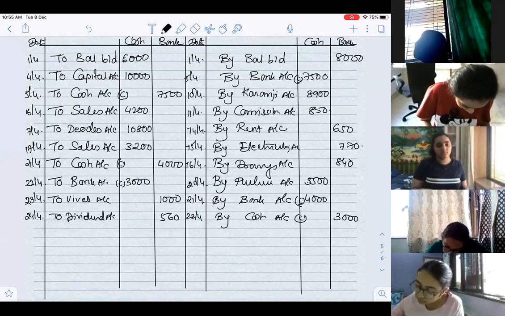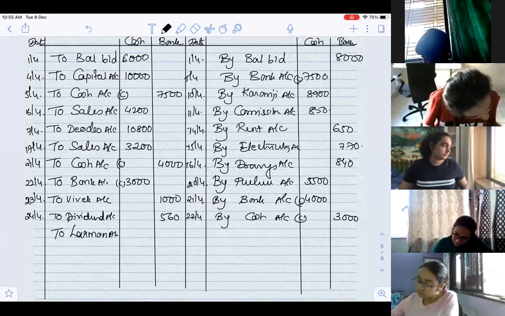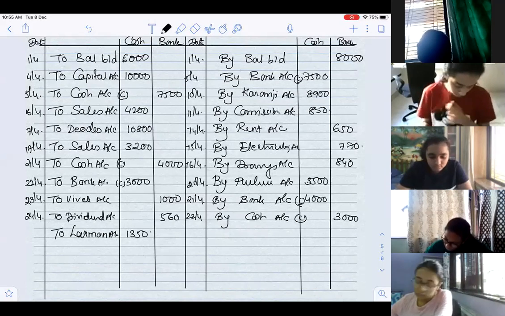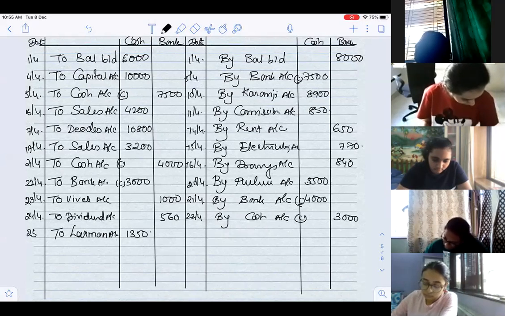Cash to Lakshman. Why cash to Lakshman? Because it is being deposited in the next entry, depositing it on the next 25th. The deposit was made the next day. Well done. 25th will be cash to Lakshman.